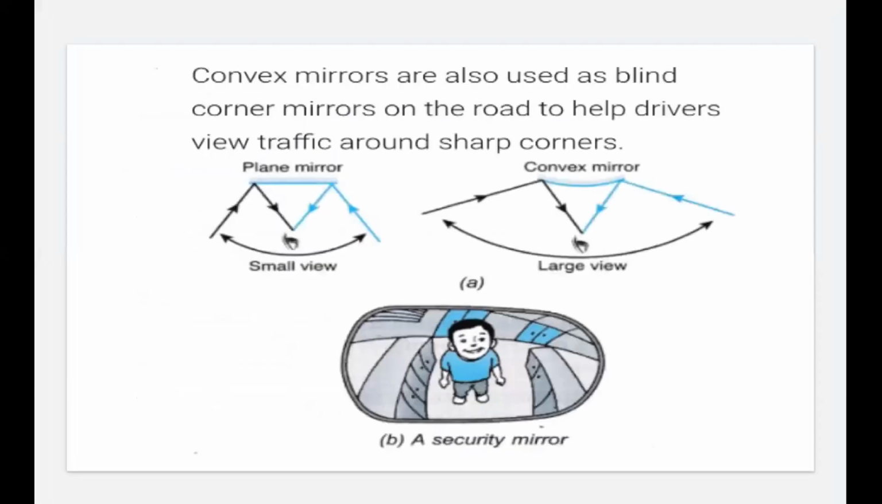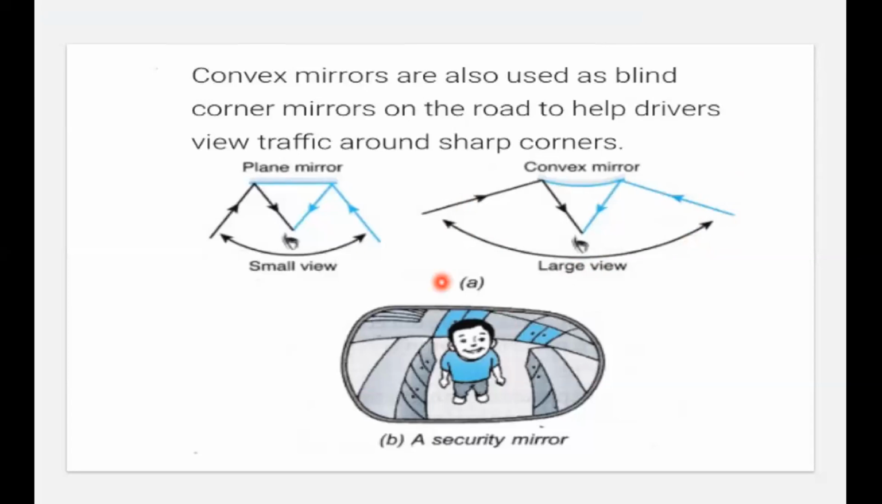Now in this slide, you can see a convex mirror example. Convex mirrors are used as blind corner mirrors on roads to help drivers view traffic around sharp corners. Now see, one difference between a plane mirror and a convex mirror is shown over here. In a plane mirror, the viewing angle is very small. But in a convex mirror, you get a wider viewing angle. You really get a wider view of the things that are being targeted by the mirror.